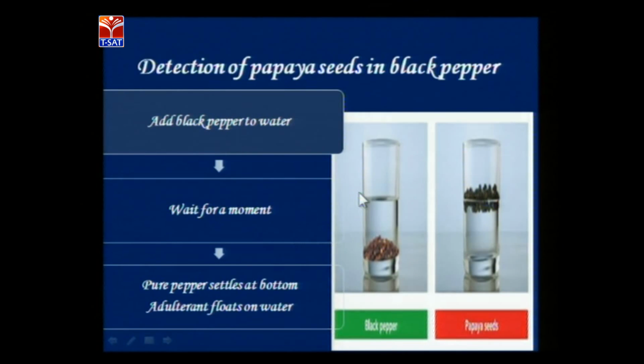For the separation of dry papaya seeds from black pepper, you have to do this test. Look at the slide. Take a glass of water and add your sample in the water. If your sample was pure, it settles at the bottom of the glass like this. If your sample was adulterated with dry papaya seeds, it floats on the surface of water like this. By this test, you can detect and you can separate dry papaya seeds from black pepper.